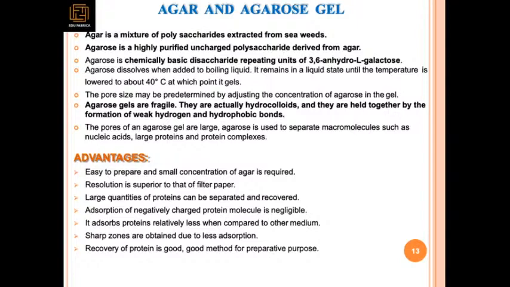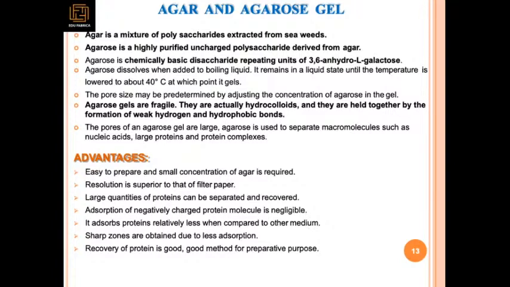Some differences between agar and agarose gel. Agar is a mixture of polysaccharides extracted from seaweeds, and agarose is a highly purified, uncharged polysaccharide derived from agar. So agarose gel is made from agar. Agarose is chemically a disaccharide with repeating units of 3,6-anhydrogalactose. This sometimes comes in objective type questions.